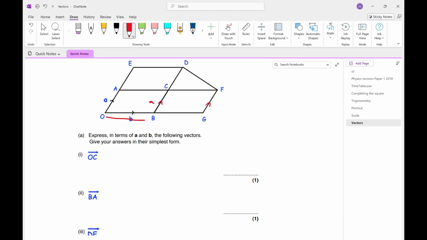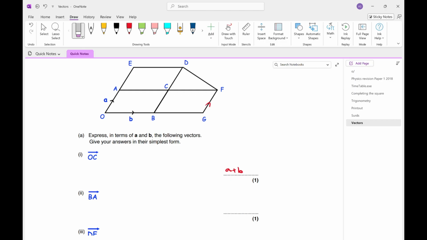Well, we're going to take this path around, or even this path around. And we're going to see that A and B give us C. So O to C will be A plus B. So simply, very easy like that.